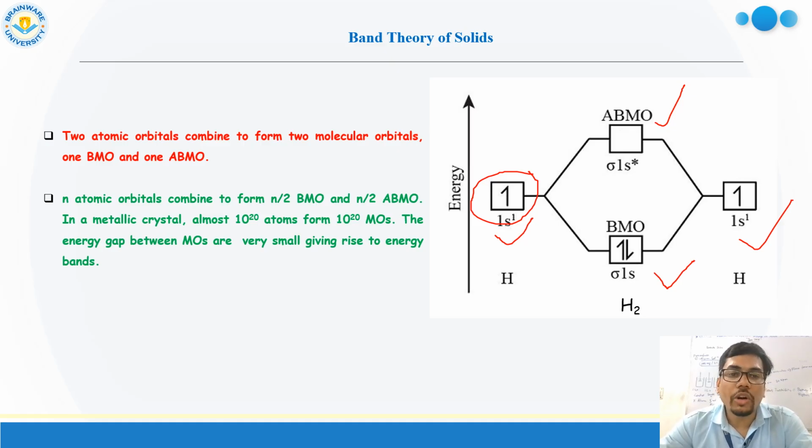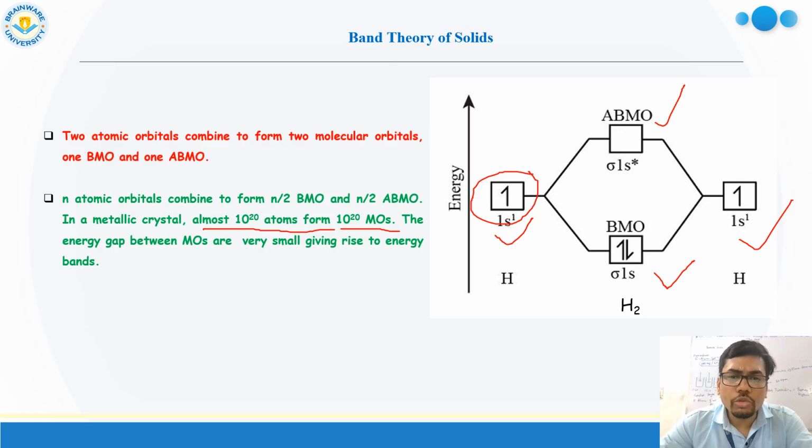But if I am talking about a metal, there is a very large number of atoms. We can say in the order of 10 to the power 20 atoms are there. So if these 10 to the power 20 atoms are combined, they also form 10 to the power 20 molecular orbitals, right? And among these, half will be the BMO and the other half will be the ABMO.